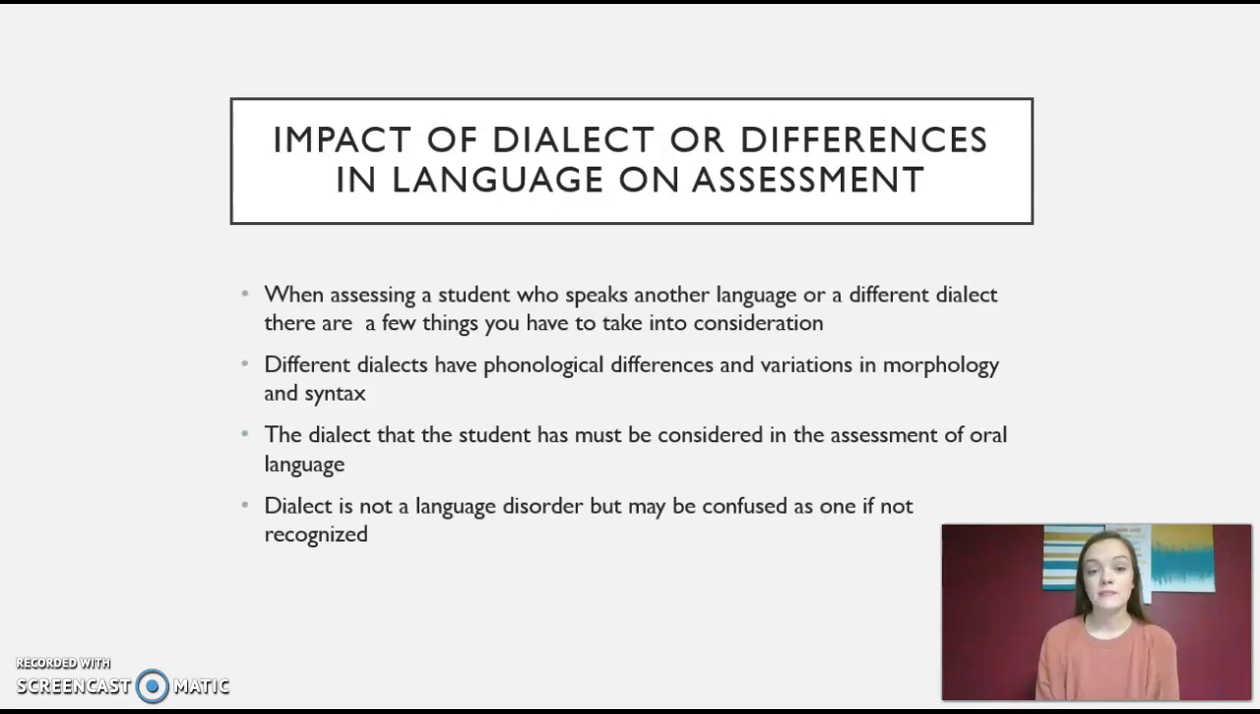The dialect that the student has must be considered in the assessment of oral language. This is because if a tester does not realize that the student has a dialect, they may wrongfully test the student and may think it's a language disorder. So dialect is not a language disorder, but may be confused as one if it's not recognized. Like I was saying before, if the tester does not know that the student speaks in a dialect, they may confuse it as a language disorder and may refer the student for different services when it's really just that they're speaking a different dialect.